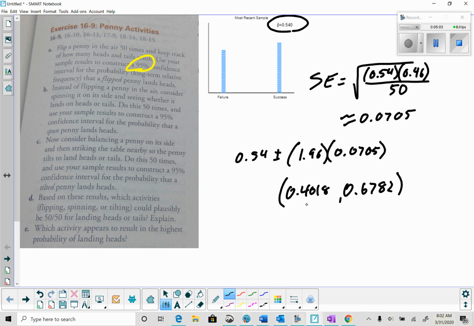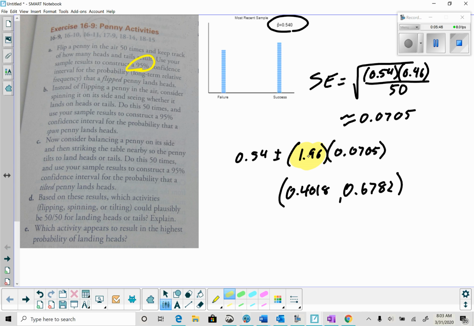All right, so you were supposed to do the same thing then for part B, but instead of flipping it, stand it up on its side, flick it with your finger, and spin it. Do this 50 times, and again, same process here. Take whatever proportion of heads, the p hat, do the same thing. Find the standard error, multiply by, again, they're asking in all of these for a 95% confidence interval. So we're going to use that same critical value each time, the 1.96.